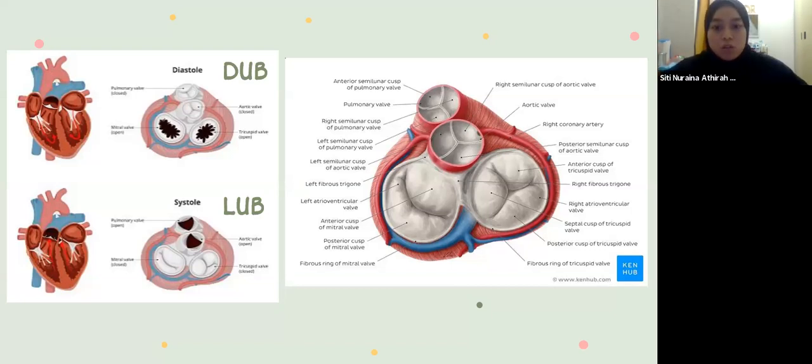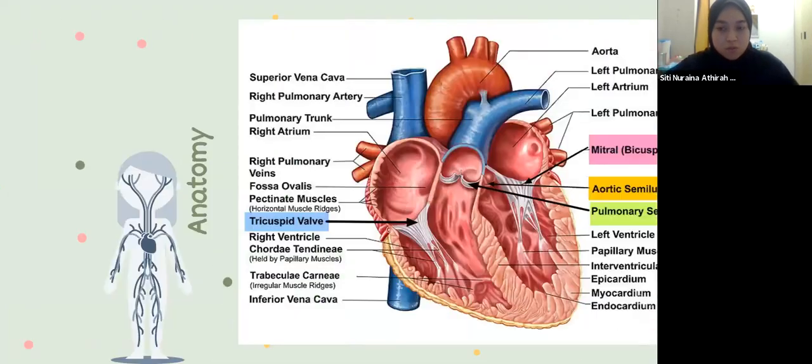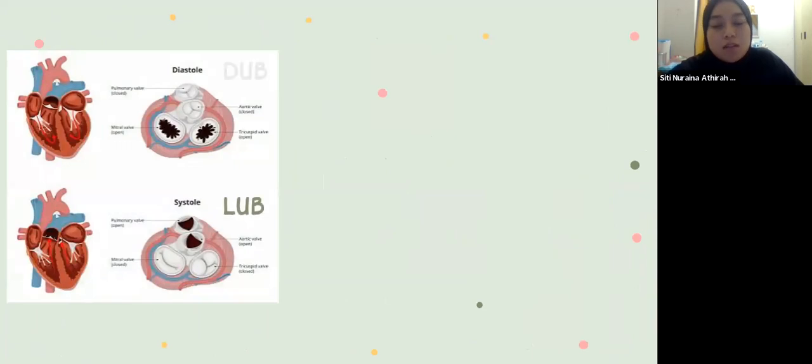so can we go back to the previous image? Okay, so basically the tricuspid valve and also the mitral valve are connected to the ventricular wall through the papillary muscles via the chordae tendineae, because during the ventricular contraction, it will prevent the valve from prolapse due to the very high pressure. Okay, next. Next.